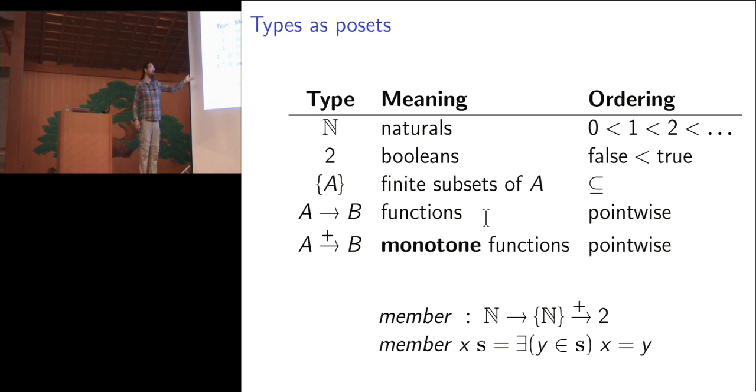Member tells you whether the number x is a member of the finite set of numbers s, and it's monotone in the set. As you grow the set by adding more elements, it can only go from false to true. But just because 0 is in the set doesn't mean 1 is in the set. It pays no respect to the ordering on the x argument. So here's an example of a function mixing monotonicity and non-monotonicity.